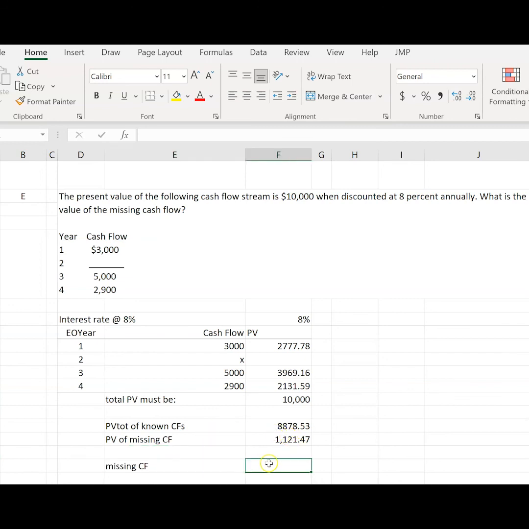So we need to go ahead and solve for the missing cash flow by taking the present value and bringing it forward 2 years. We're going to take our present value of that cash flow and multiply it by 1 plus our rate, to the power of 2, right? And our missing cash flow is $1,308.90. And we'll move on to our last question.